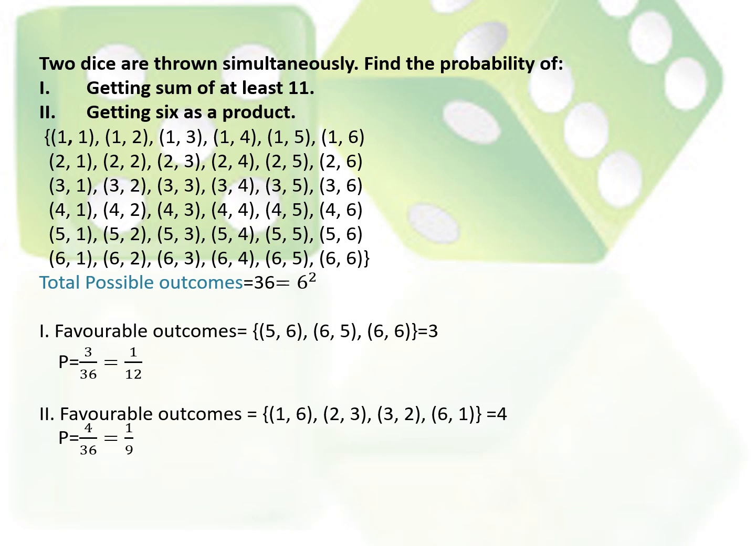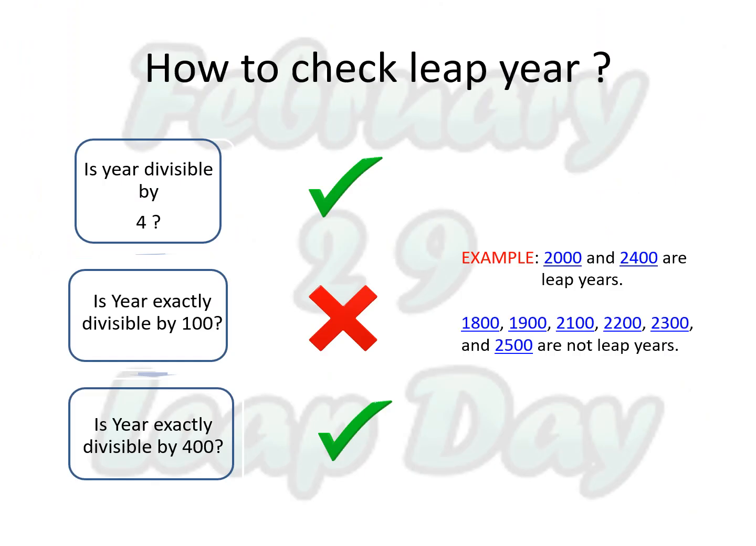Second is getting 6 as a product. So you have to list all those outcomes where the product is coming 6. So 1 6, 2 3, 3 2 and 6 1 are the possible outcomes. Again probability will be 4 upon 36 because 4 are the possible outcomes and total outcomes were 36.